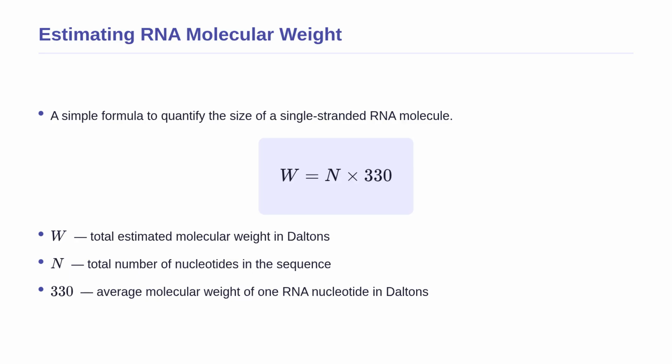Because RNA is typically single-stranded, we can easily estimate its total molecular weight if we know how many building blocks it contains. This brings us to a very simple but powerful formula. W represents the total estimated molecular weight, measured in Daltons. N stands for the total number of nucleotides present in the RNA sequence. We multiply N by 330, which is the average molecular weight of a single RNA nucleotide. If the length of the RNA transcript increases, its total molecular weight will increase proportionally, allowing us to quantify its size.